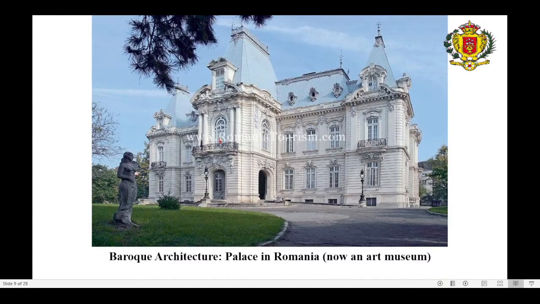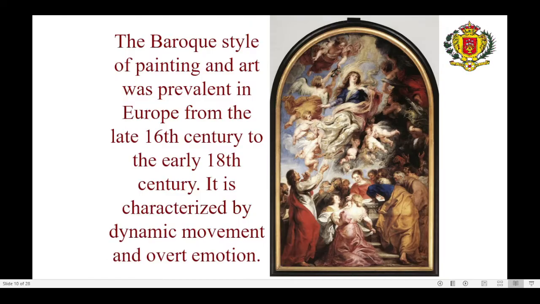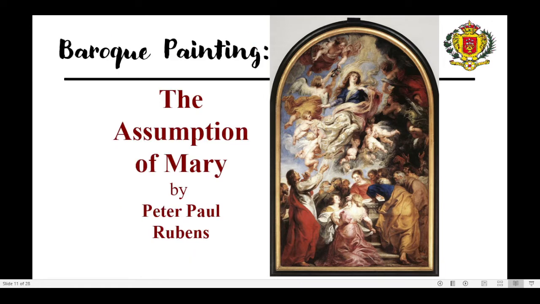Aside from this Baroque architecture, we have this one, the palace in Romania, which is now an art museum. Also this painting. I know that some of you are familiar with this. The Baroque style of painting and art was prevalent in Europe from the late 16th century up to the early 18th century, and it is characterized by the dynamic what? By the dynamic movement and overt emotion. Those are some of the artworks that you can see from the Baroque period.